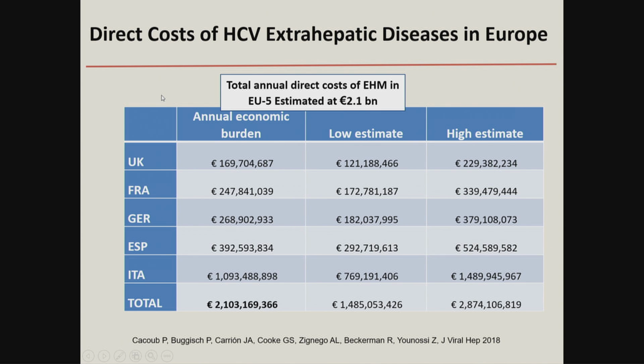This was also replicated in another study that Dr. Kakub and I were a part of, looking at 5 countries, including UK, France, Germany, Spain, and Italy. And the cost of extrahepatic manifestations in EU5 was estimated to be about 2.1 billion euros.